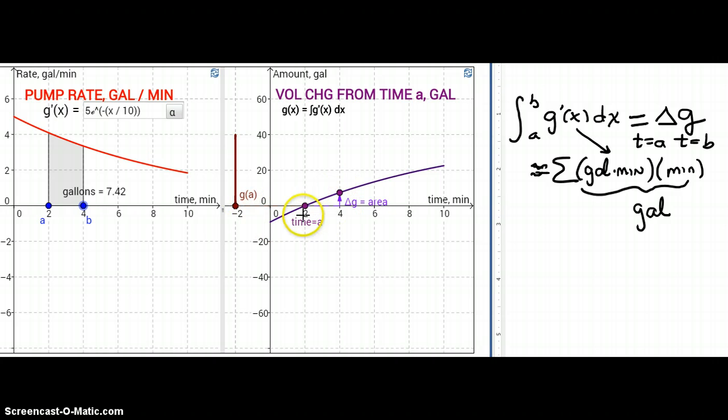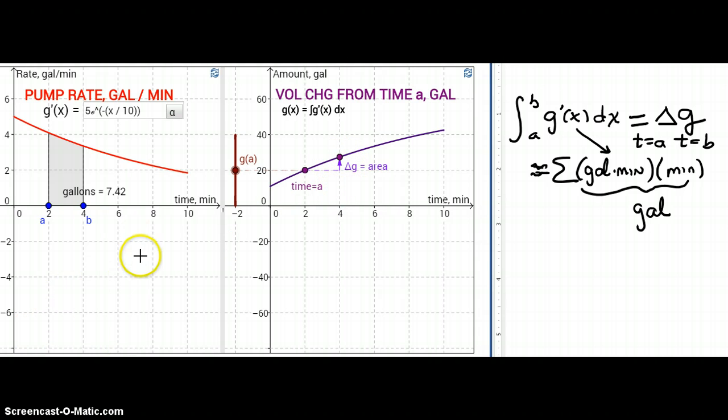But suppose that at time 2 I have 20 gallons in the tank. So I can set an initial value of volume G sub A, the number of gallons in the tank at time A, in this case to 20. Notice, however, that the 7.42 gallons has not changed. In other words, between times A and B, I'm still pumping the same amount. So even though I'm starting at 20, all that affects is my ending point. It does not affect the amount here.